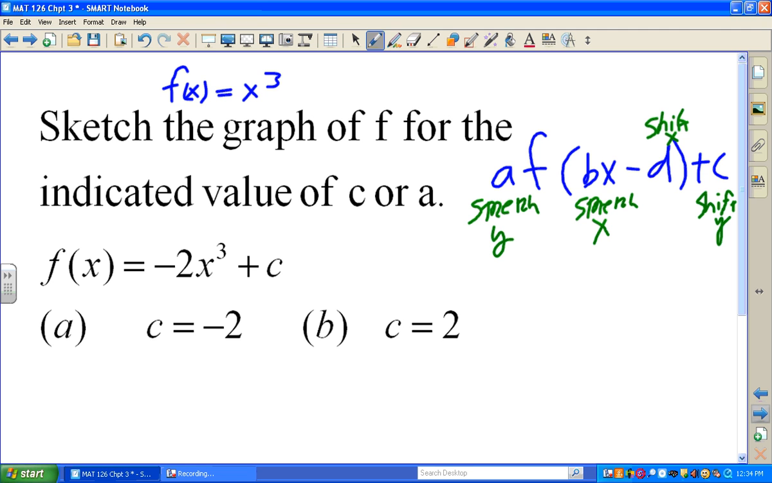The base function, in fact, the next kids coming in here to finish up their little test have to know what the base function is to work with it. In this case, the base function is obviously x cubed. An x cubed looks like that snake going through there.